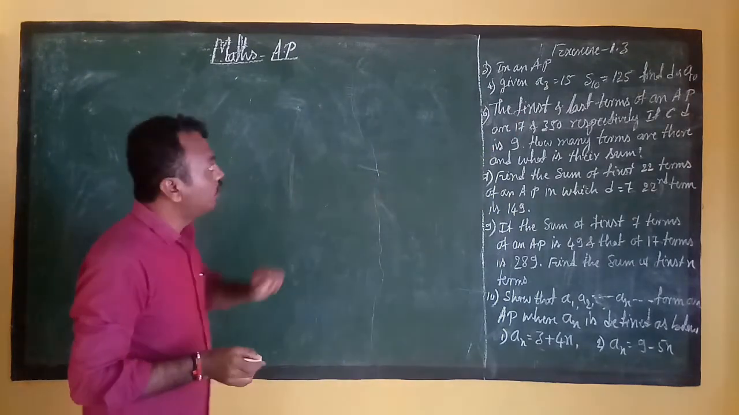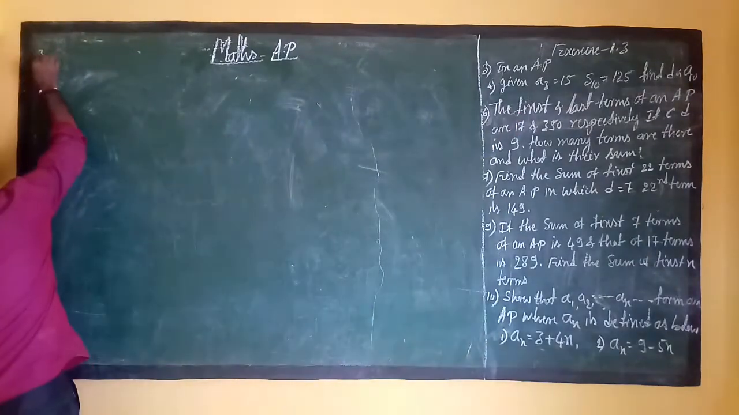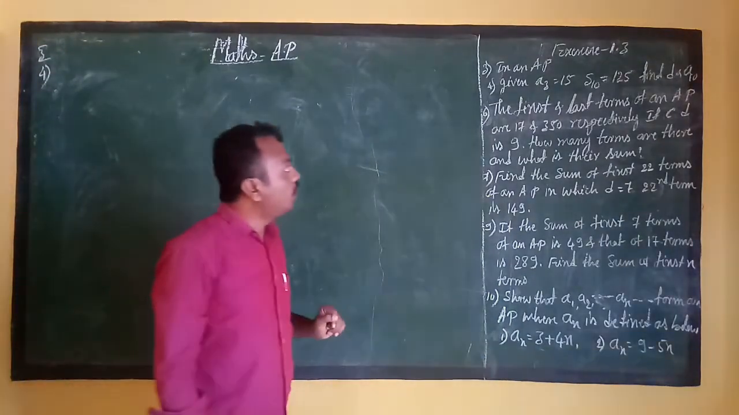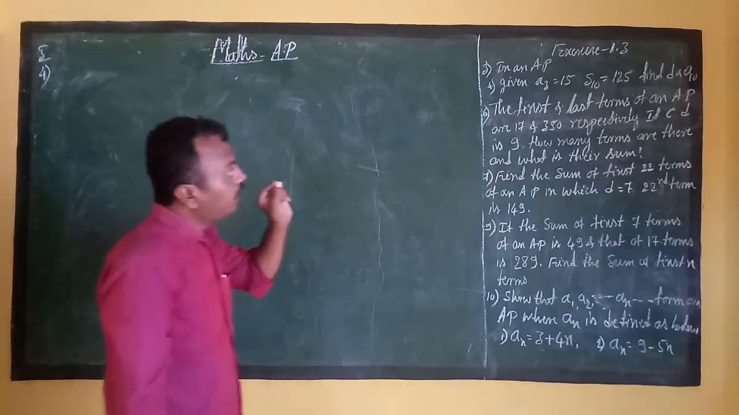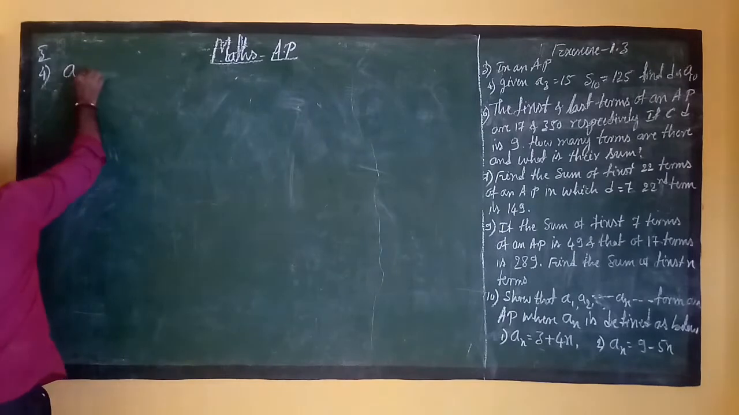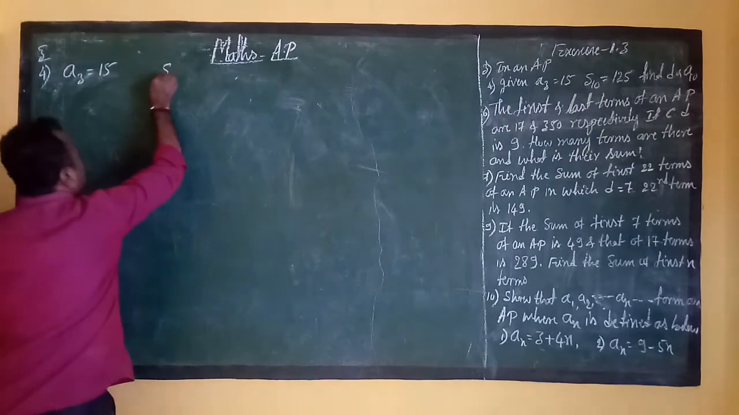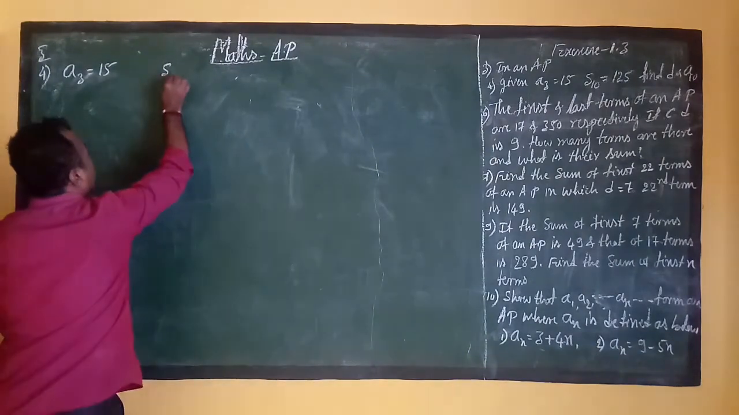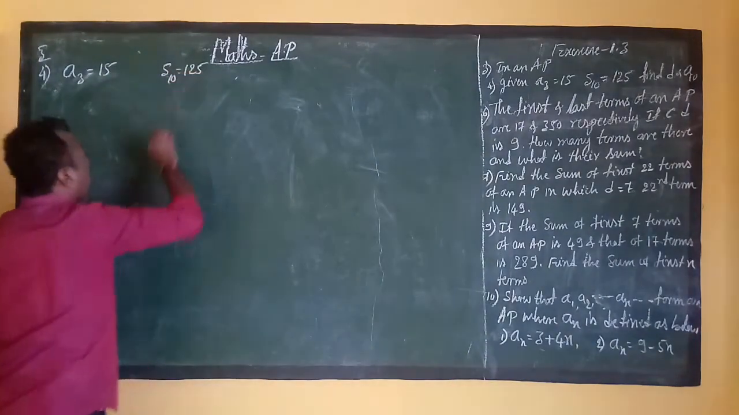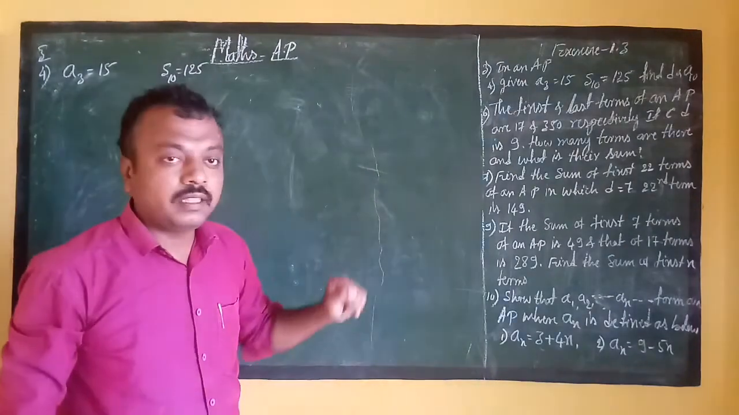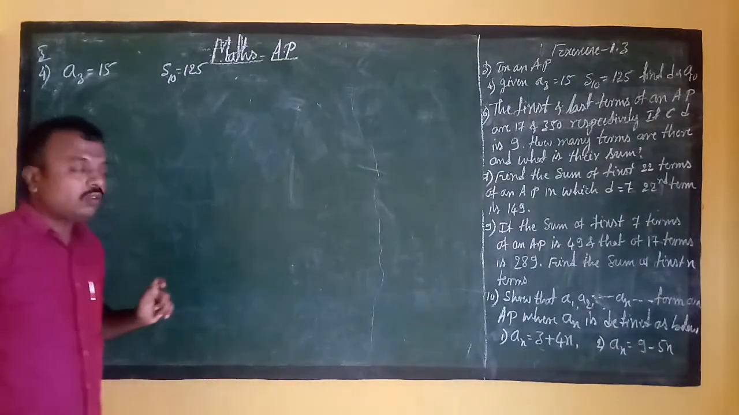Okay students, so let us take exercise 3.1.3, third and fourth questions. The fourth question: what is given is A3 is equal to 15 and S10 is equal to 125. We have to calculate the common difference d and A10. Those two values we have to calculate.